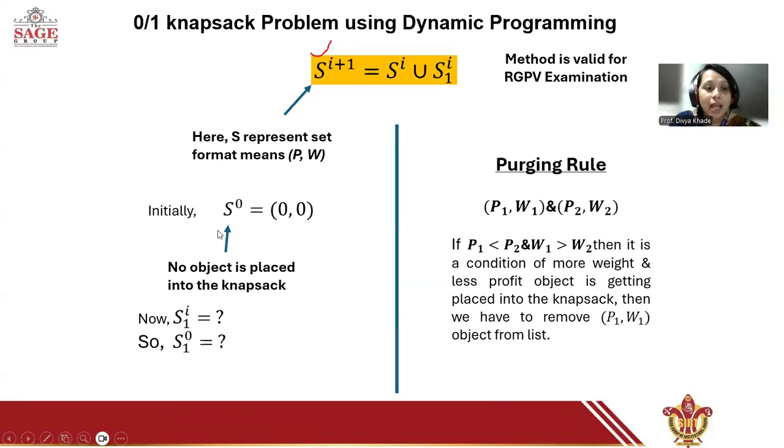Now we can solve this with tabulation method, or we can say we solve it with set method. In the set method, S is represented as a set, P is profit, W is weight, and if no object is taken, we have to follow the set 0 0. Now, another terminology is purging rule. What is purging rule? If we have found two similar sets in which P1 is less than P2, means profit of item 1 is less than profit of item 2, but its weight is greater than item 2's, then it is the condition of more weight and less profit. It is called purging rule and it is removed from the set method.